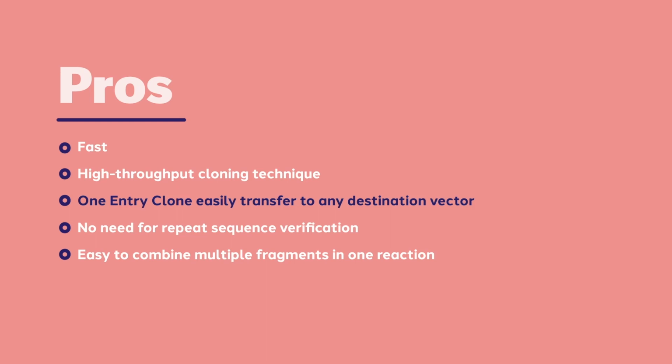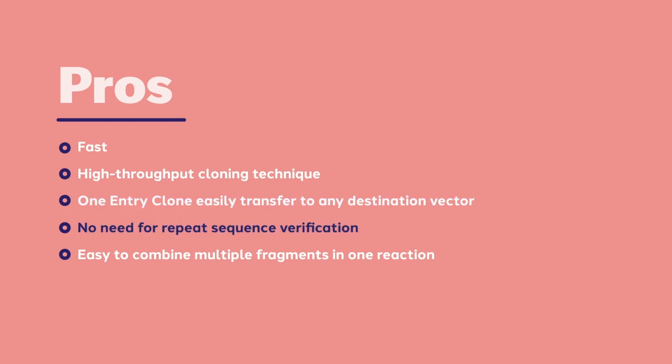useful experiments. There is no need for repeat sequencing. Once you have sequence verified your entry clone, you can be confident it will be the same as you transfer it to different destination vectors. Depending on other components in the destination vector, you may wish to sequence across junctions, but the sequence of the gene of interest should not be affected by the BP or LR reactions.